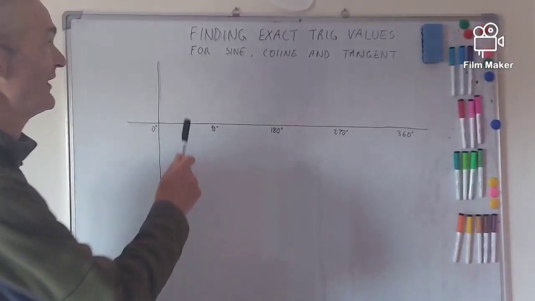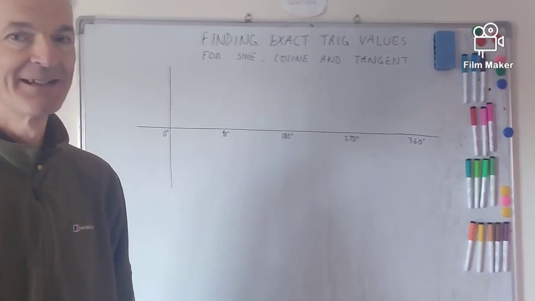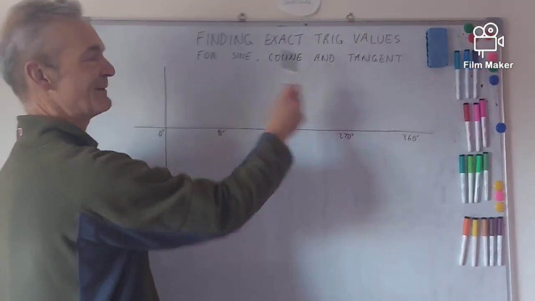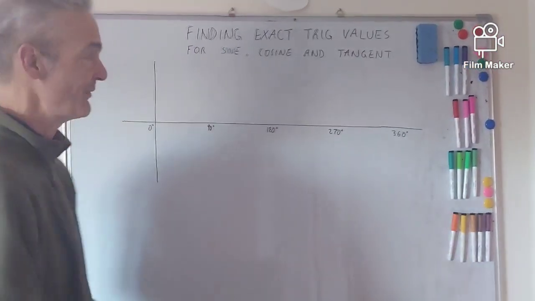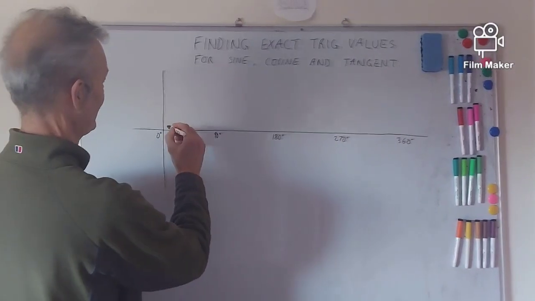Today we're going to learn about finding exact trig values for sine, cosine and tangent. Now in order to get this going, you're going to need to know what these curves look like. Okay, so let's start with the sine curve, and this looks like this.